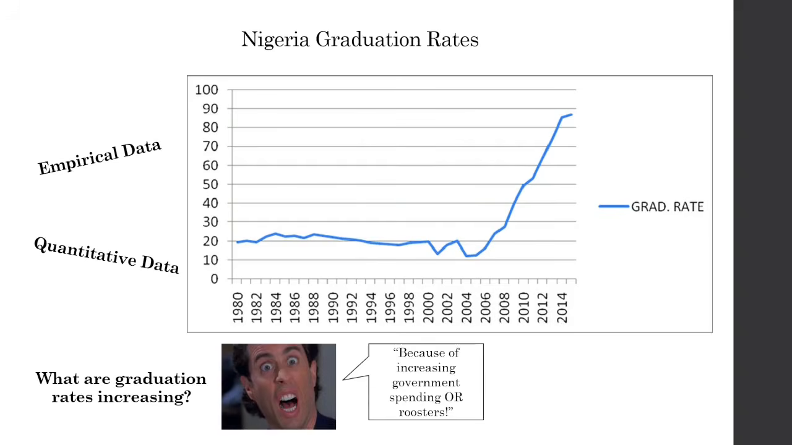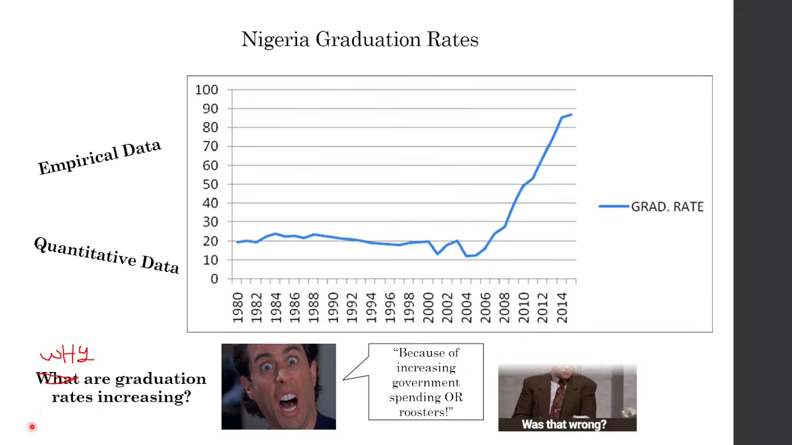So why are graduation rates increasing? Well, Jerry Seinfeld over here says, because of government spending or roosters. Is he right? He's wrong. Well, he could be wrong. We don't really know. It's very hard for a political scientist to find causation. And causation deals with cause and effect.